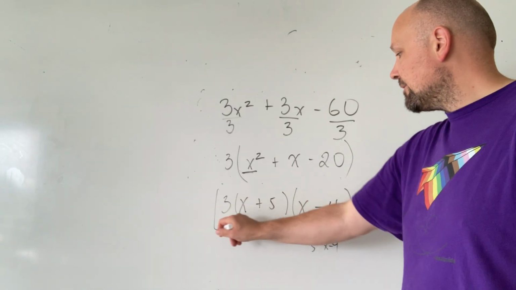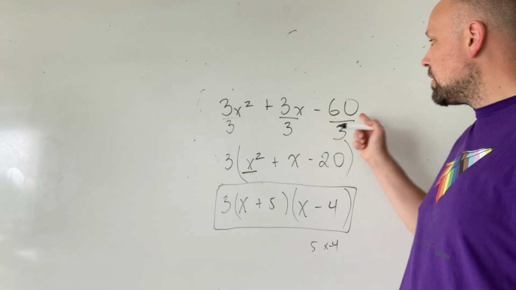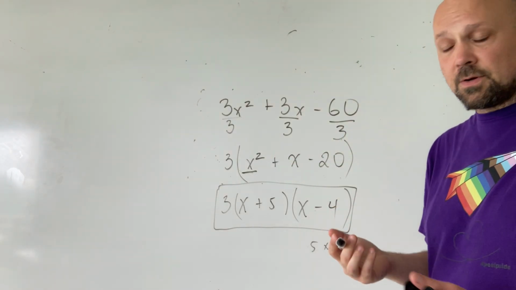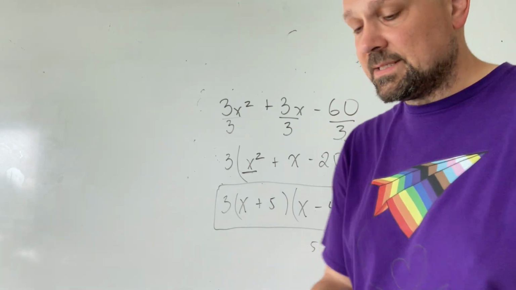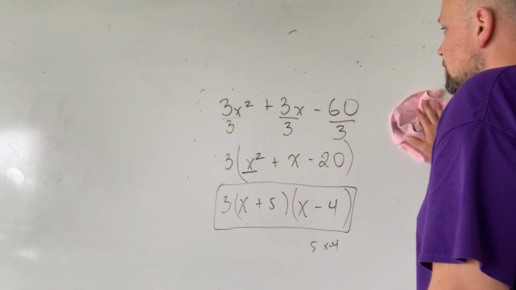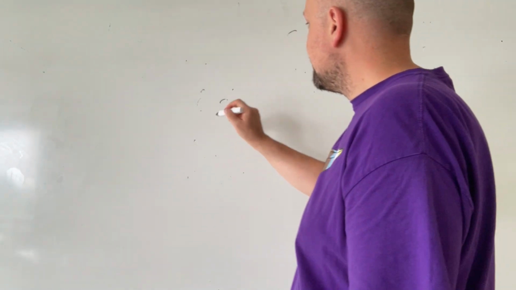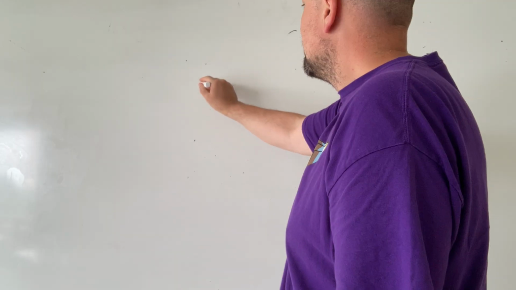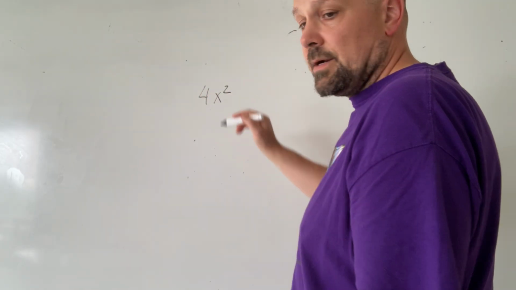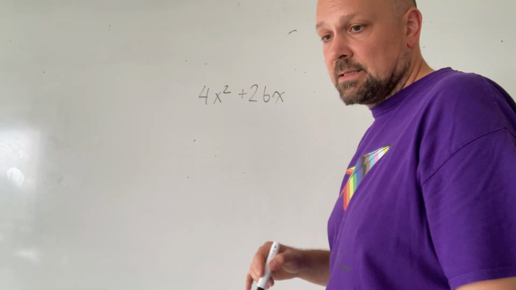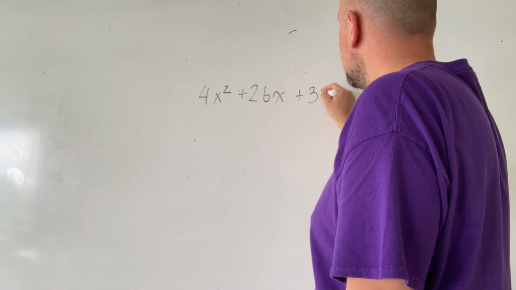Okay? So I can factor things out that look complex, but maybe if I can take out a common factor, that's great. Okay? It makes things easier. Let's do one more. So what if I start with 4x squared plus 26x plus 30.